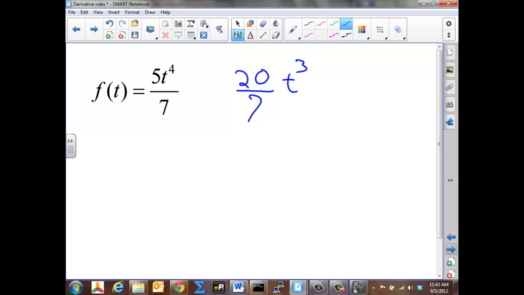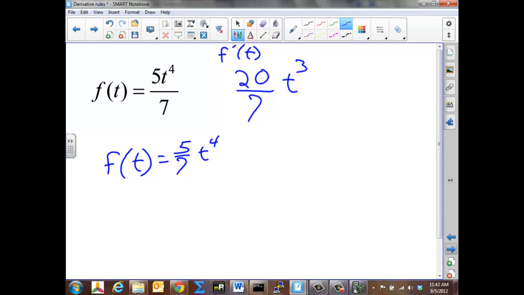Now, oftentimes this is confusing for students because it looks like it's a fraction, right? Here's what I would do if it helps you. I'm going to rewrite this to be 5 over 7 times t to the 4. Is that the same thing? If I multiply these together, I can still get to that, right?